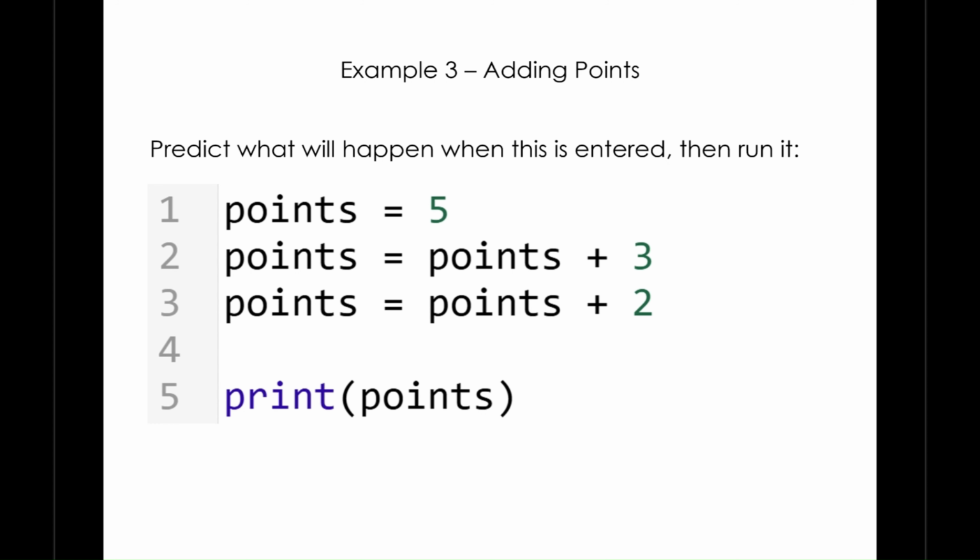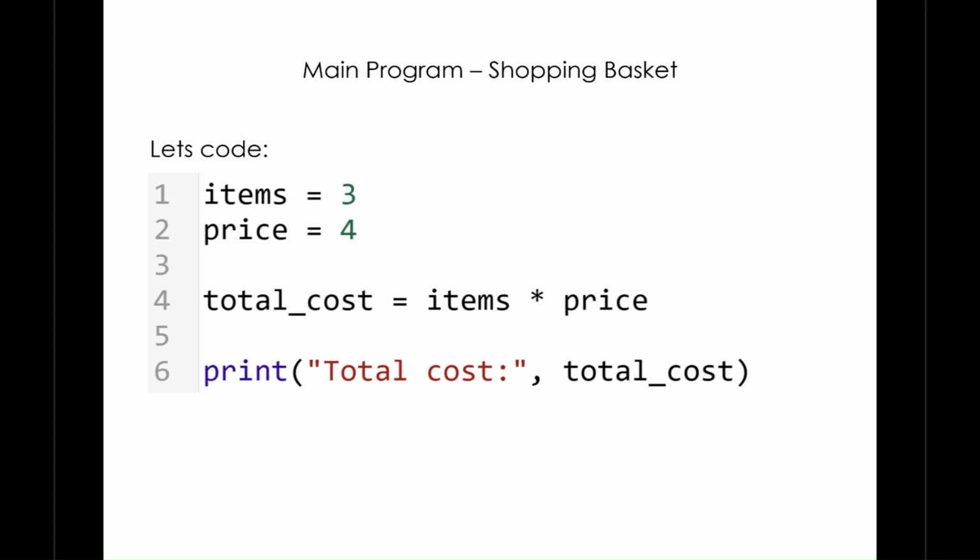Let's take a look at the main program. This is a shopping basket program where we've got items and the price of the items, and we calculate the total cost, which equals the items multiplied by the price. We print out the total cost variable at the end. Let's code. Let's have a look at the shopping basket program.